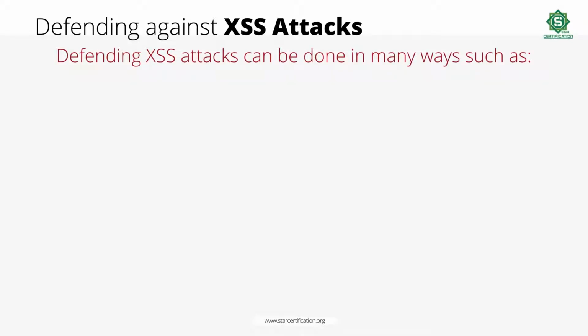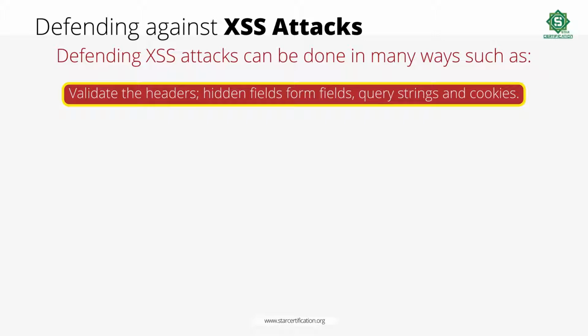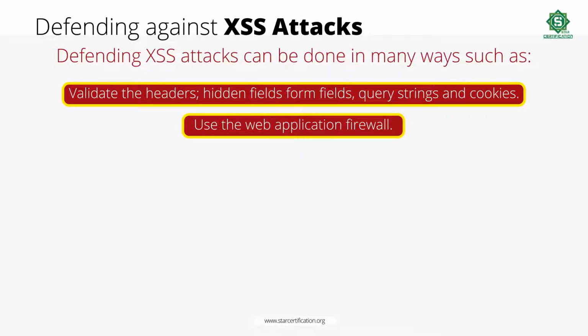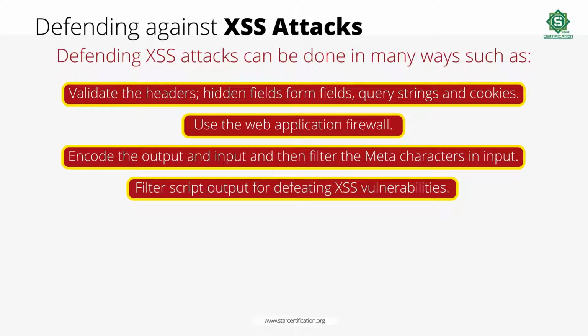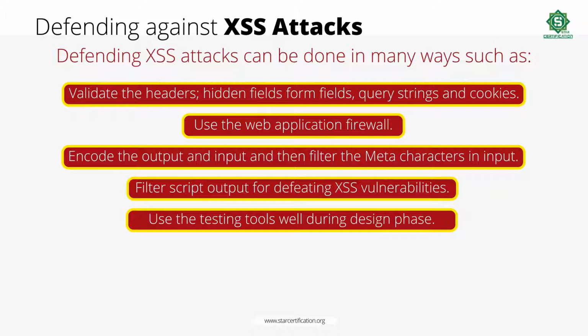XSS attacks can be defended in many ways. It can be done by validating the headers, hidden fields, form fields, query strings and cookies, using the web application firewall for blocking execution of malicious scripts, encoding the output and input, and filtering the meta characters and input, filtering script output for defeating XSS vulnerabilities so that they can be prevented from getting transmitted to the users, and using testing tools well during the design phase for eliminating XSS holes in the application before it is used.